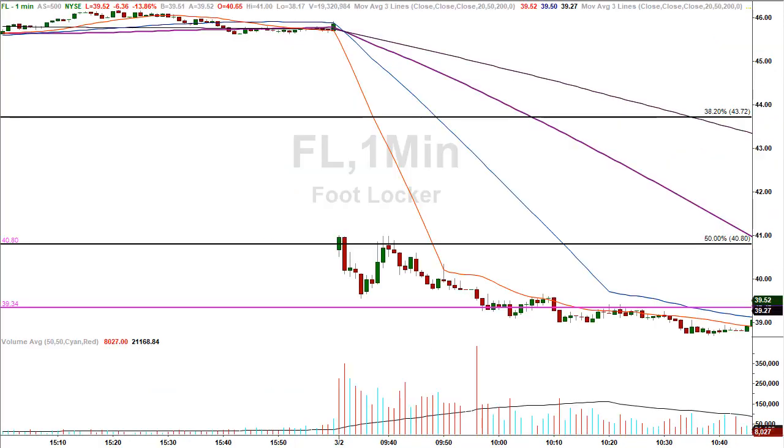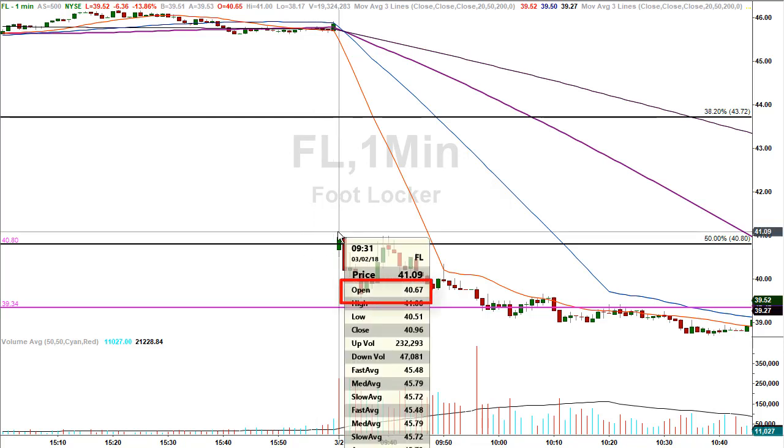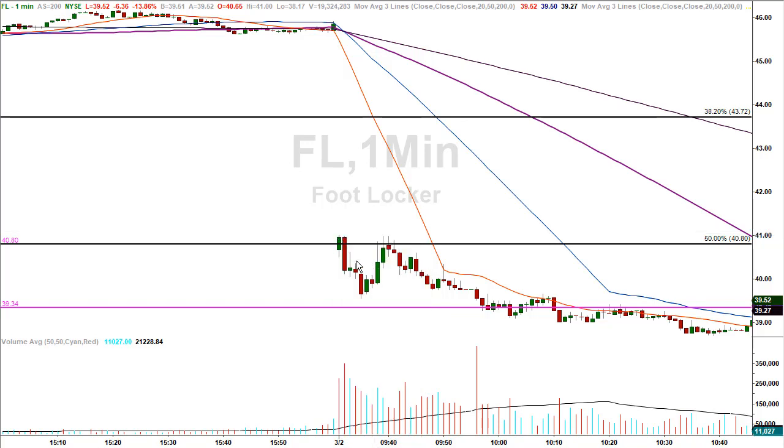Now here's a chart of Foot Locker, and I've taken it down to a 1-minute time frame because you've got to see exactly what happened right from the get-go this morning. The stock opened slightly below the $40.80 level. The opening print happened to be $40.67. What that does is it changes the probability, it changes the trade at $40.80.